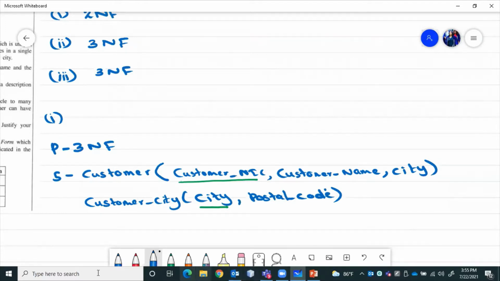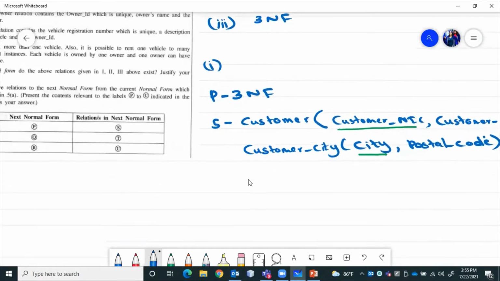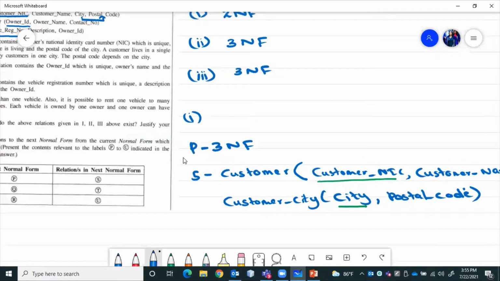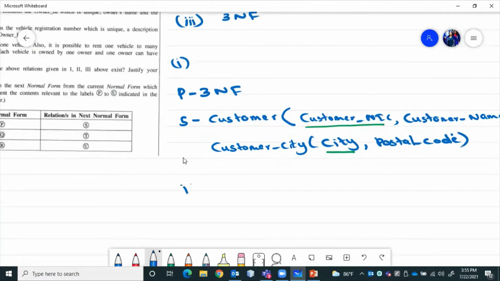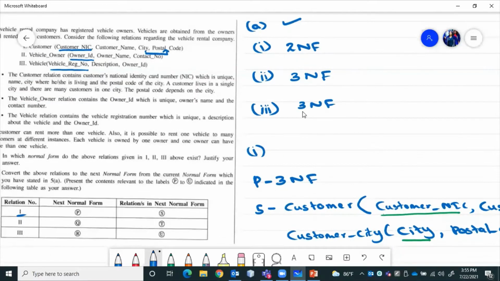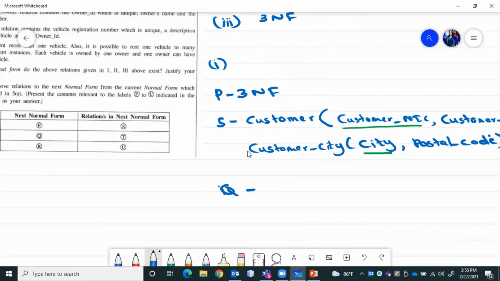So these two are the answers. Q means the second relation. What is the next normalization form for the second relation? Can we normalize it further? No. Don't talk about Boyce-Codd, that is some kind of an additional thing. So here you can define: can't normalize it further.